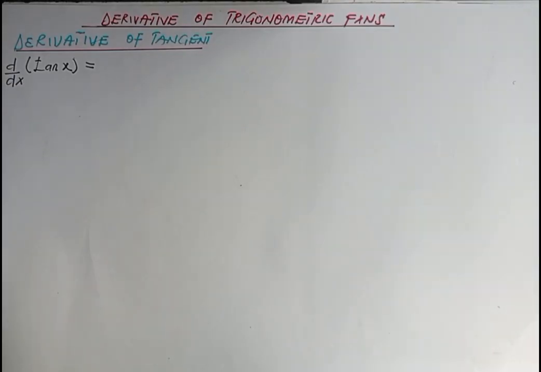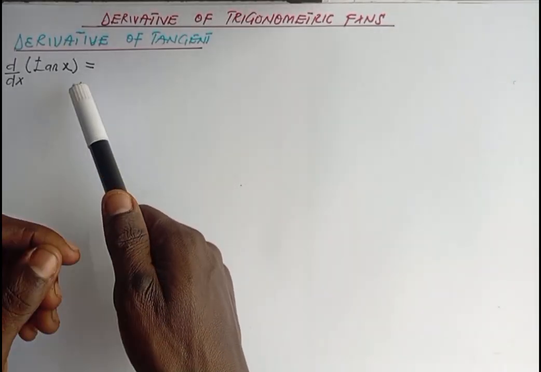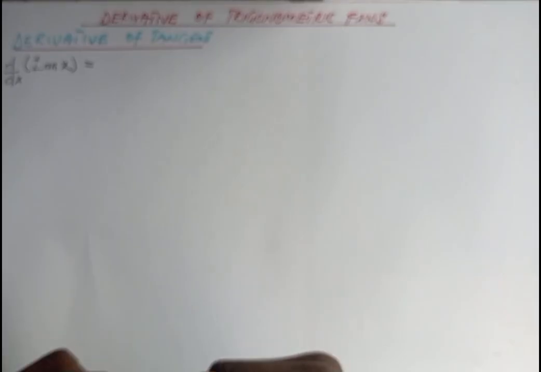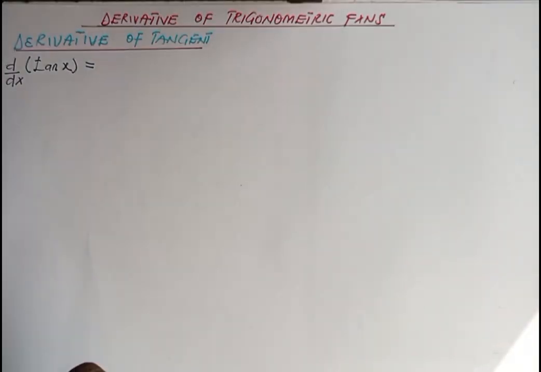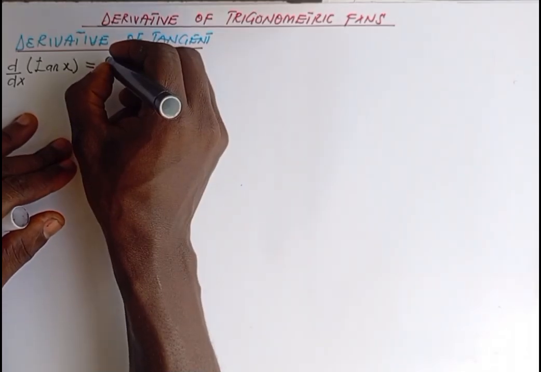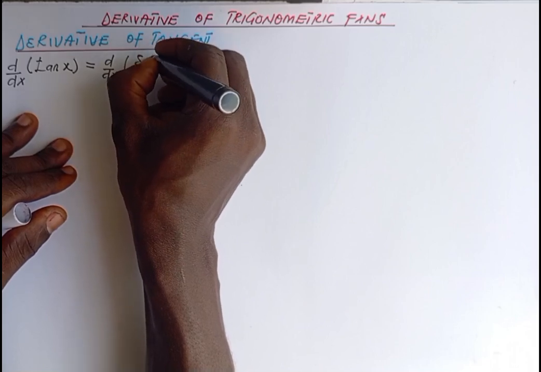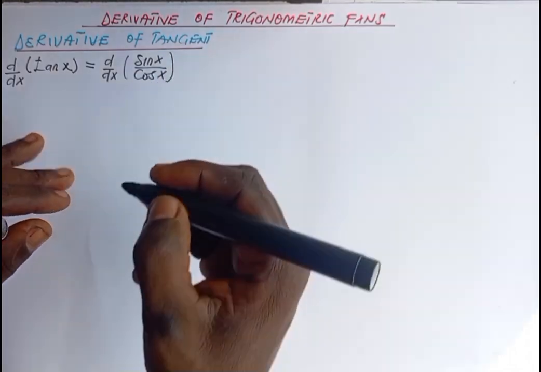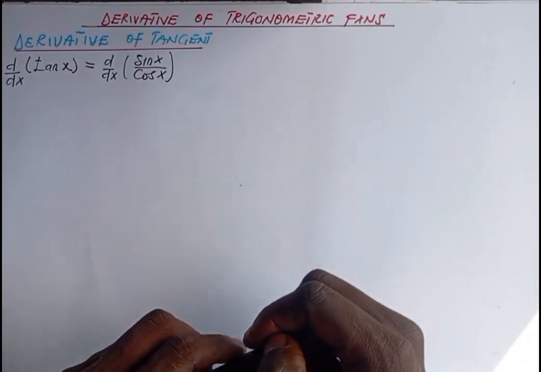So the next thing we are looking at is the derivative of tangent. When you differentiate tan of the angle x, what are you going to get? But remember, tan x can be written in the form of sine x over what? Cos x. So tan x is the same as sine x over cos x.